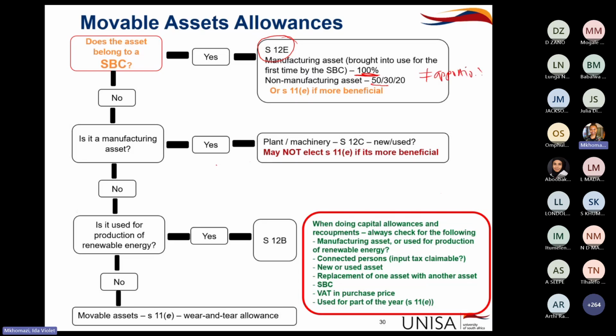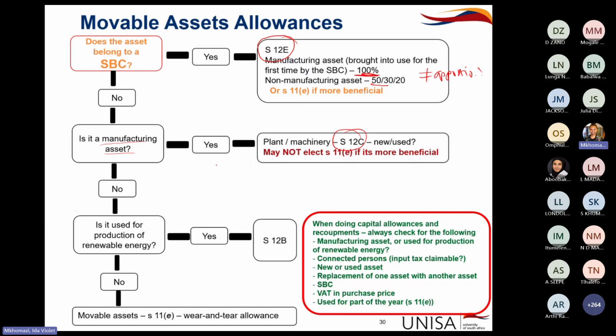So here, Section 11E can be claimed if it's more beneficial than Section 12E. Going further down on the decision tree, if it happens that the asset does not belong to an SPC, then you need to ask yourself if it is a manufacturing asset. If yes, it's a manufacturing asset, then you consider Section 12C.